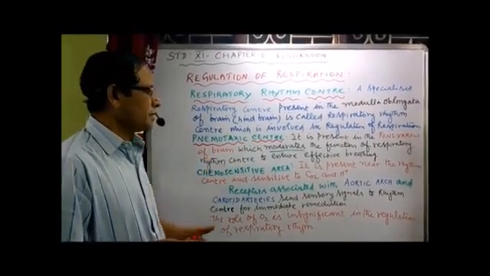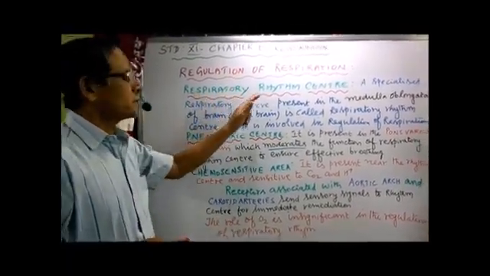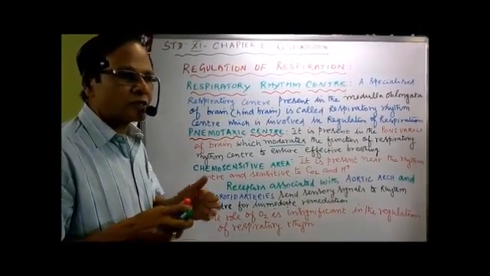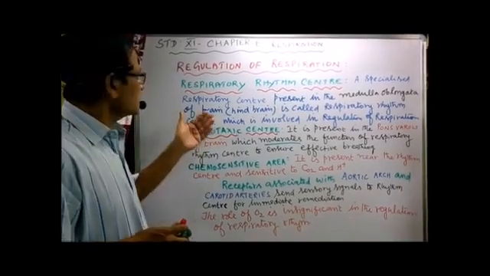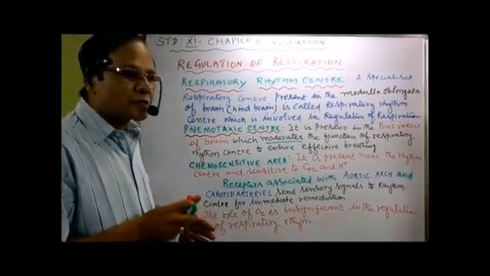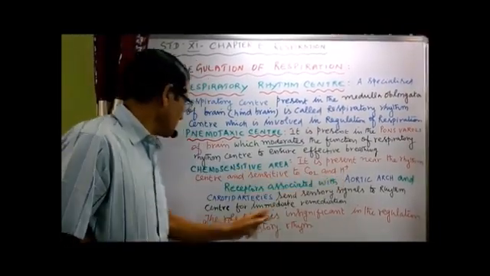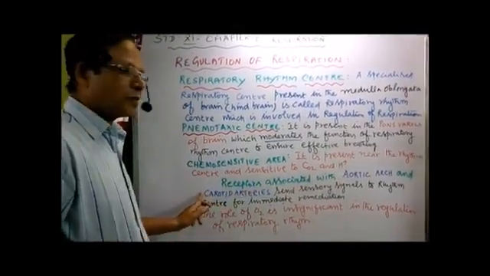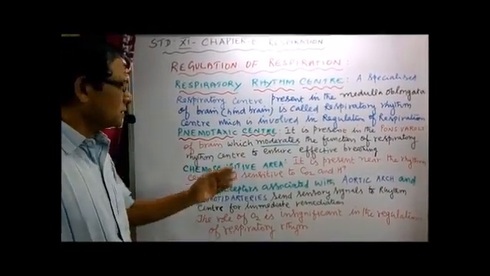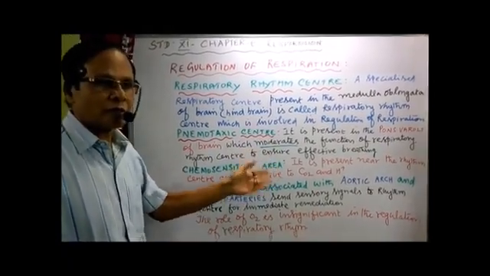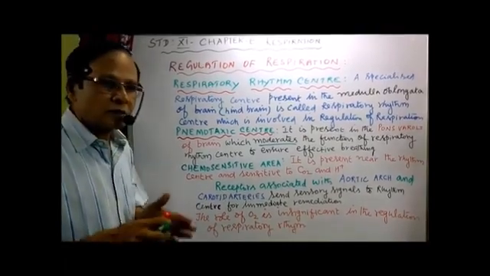Now, the chemosensitive area is an area present near the respiratory rhythm center, which is sensitive to carbon dioxide and hydrogen ions. This is also because some receptors are found in the aortic arch and the carotid arteries, the ones which supply blood to the brain. Certain receptors present in the aortic arch, in humans the left aortic arch, and the carotid arteries send sensory signals to the rhythm center.